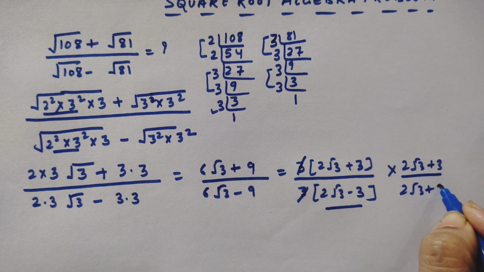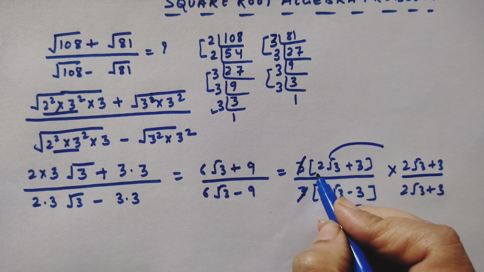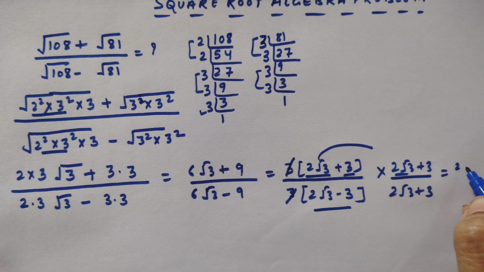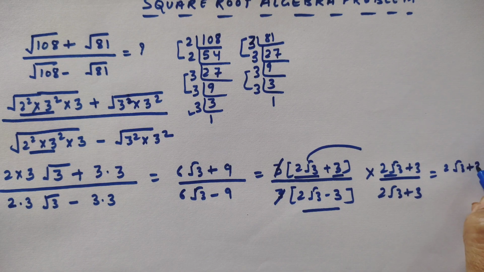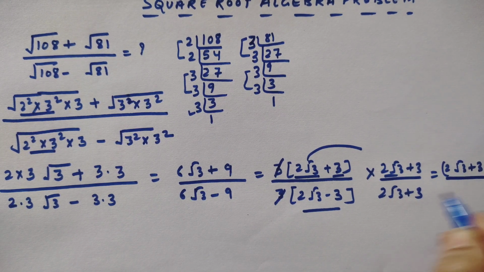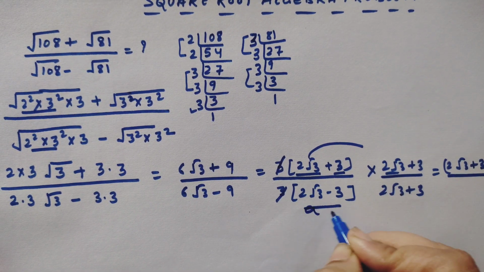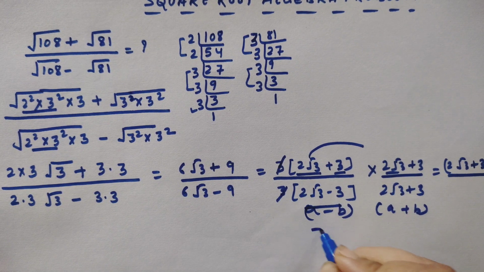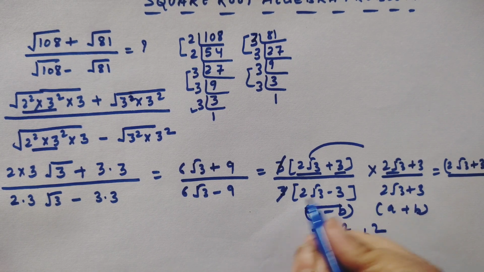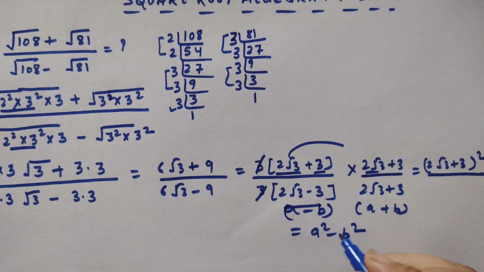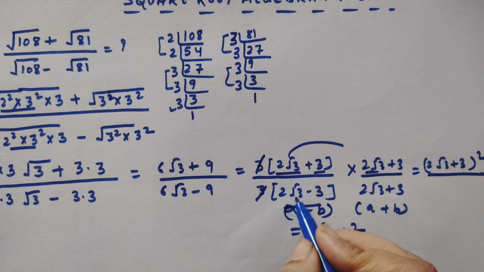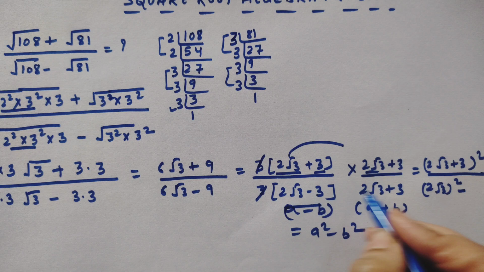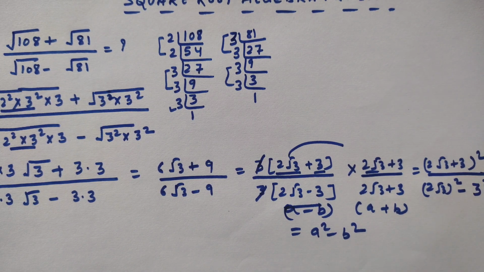and 2 root 3 plus 3. Now multiply, you can see 2 root 3 plus 3 and 2 root 3 plus 3. It will give 2 root 3 plus 3 whole square, and in the denominator you can see this is A and this is B, A minus B and A plus B. This gives A square minus B square. This is the identity, so we are using this identity here. Here A is 2 root 3, so 2 root 3 square, A square minus B square. B square means 3 square.